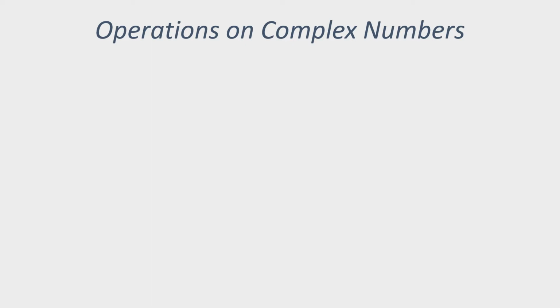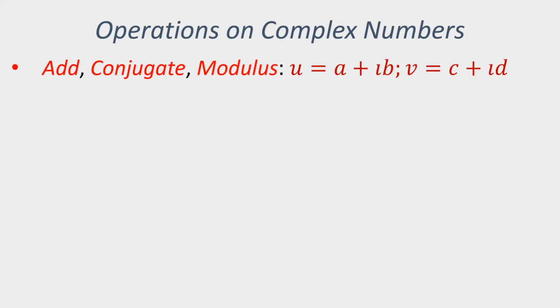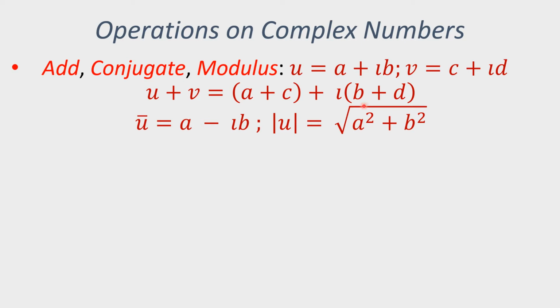So what sort of operations did we see? We saw the operations addition, this form of conjugate, and modulus, which is just another term for size. If we're given two arbitrary complex numbers, to add them together, we just add the corresponding real parts and the corresponding imaginary parts. This complex conjugate operator, all we do is if b was a positive real number, then in the conjugate it becomes the equivalent negative real number, and vice versa.